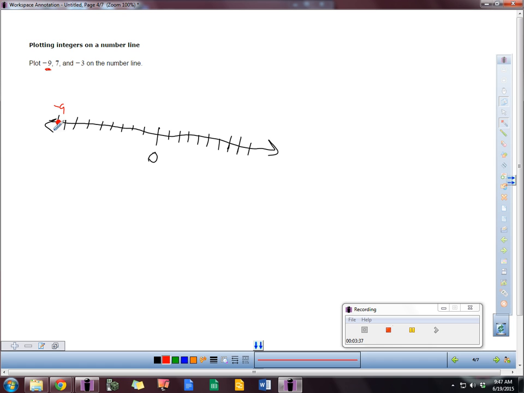The next one is a 7. Alright, thinking about if it's positive or if it's negative should help us get a good start on it. 7 is positive, so it's 1, 2, 3, 4, 5, 6, 7. And then the negative 3 is the last one. Plot that right there. Notice, I have labeled them, and I'm going to go back and label the 7. That's something that you might want to do, especially when you have multiple numbers on one number line.